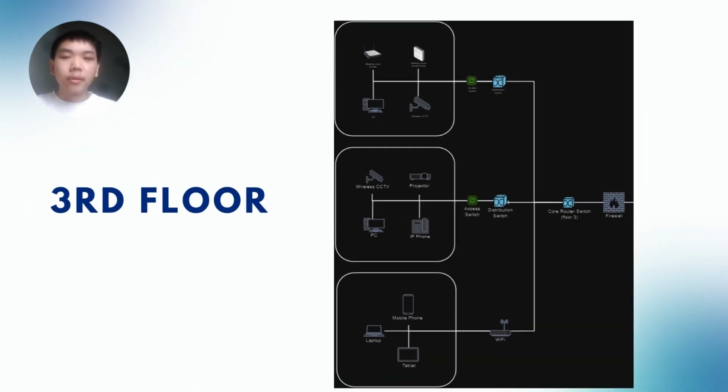Hi Miss, I'm Albert and I will be discussing our local area network infrastructure of the bank for the remaining floors. As you can see, the third floor is the meeting room floor. So there are a few unique devices connected such as the projector, but some common devices such as the PC, phone and wireless CCTV are connected as well. For every floor, there are also wireless connections available, which are the wireless access points and router. Those devices are connected via wire connection to the floor switch.